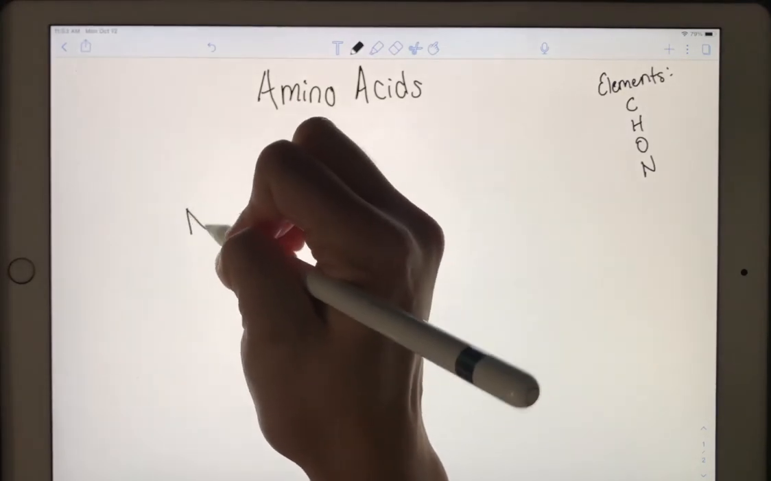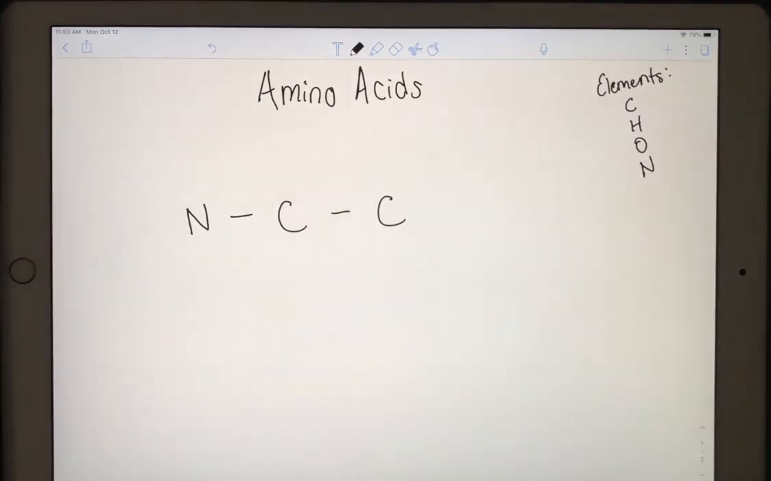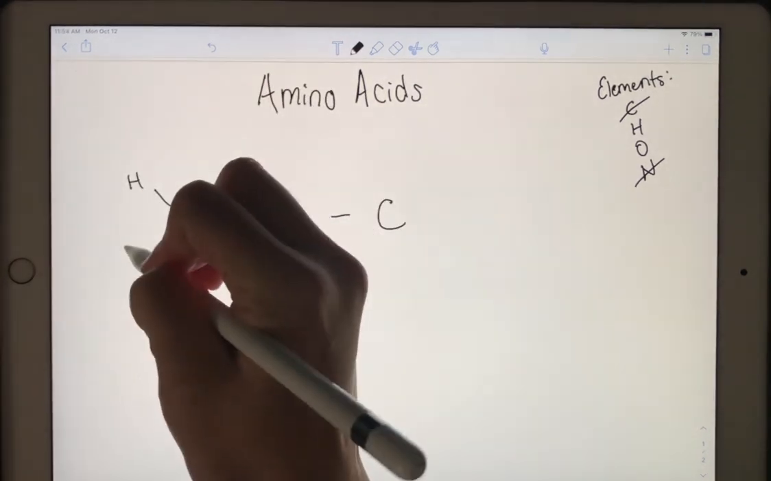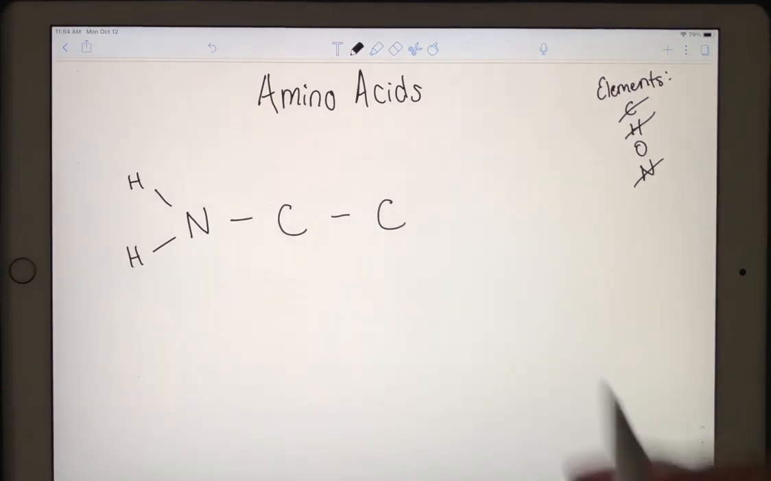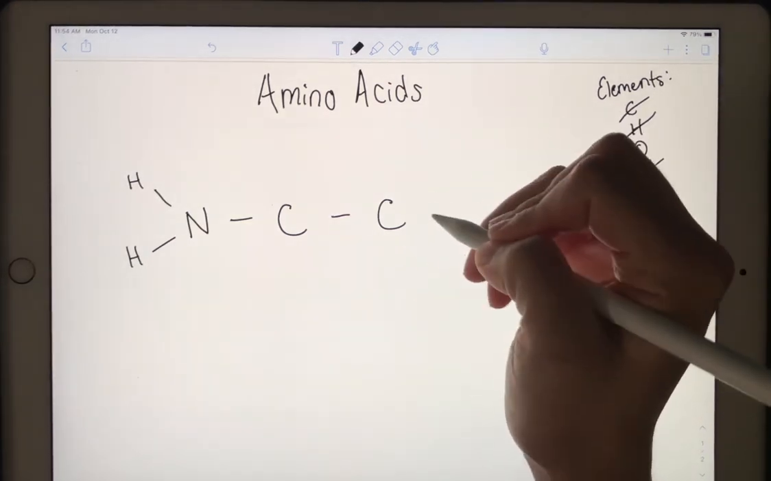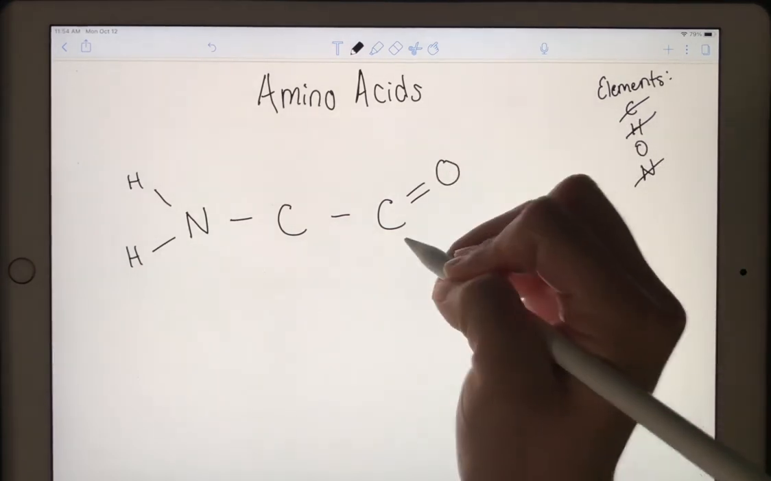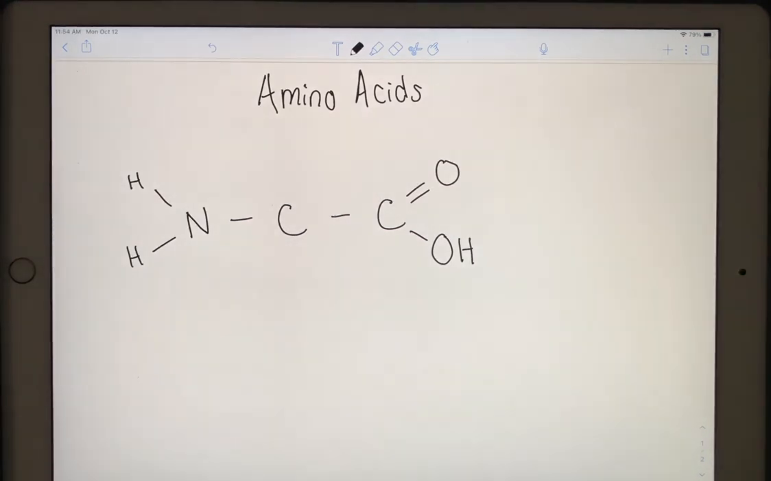The backbone of an amino acid is going to be a nitrogen, a carbon, and a carbon. So already, boom, got our nitrogen covered, got our carbon covered. Over on the left side here, attached to our nitrogen, is going to be two hydrogens. So we have our hydrogen covered. Then on the right side, attached to our carbon, the farthest carbon over, is going to be a double bonded oxygen and an OH group. And now we have our oxygen. So we've covered all the elements that we need in a protein.